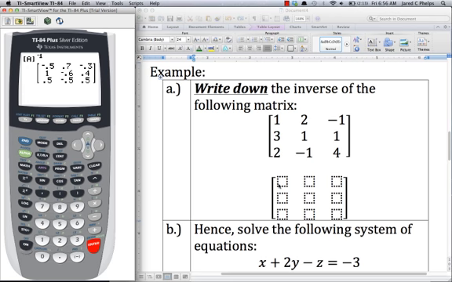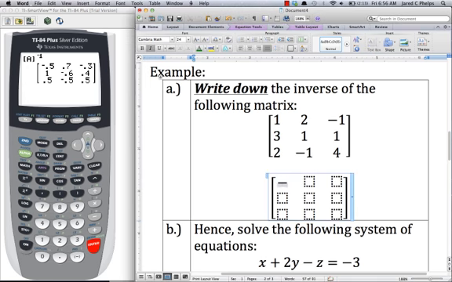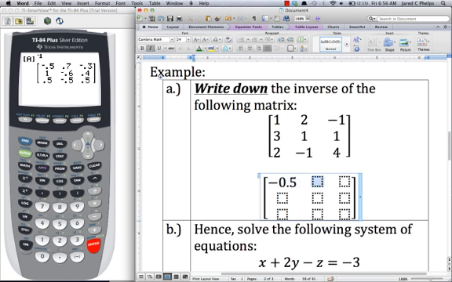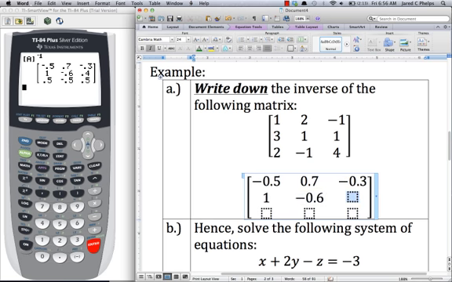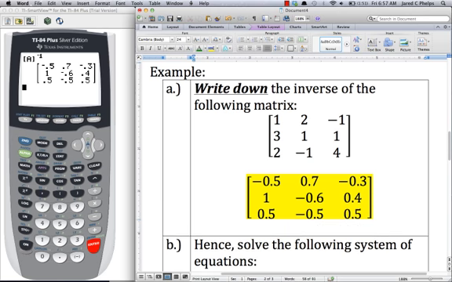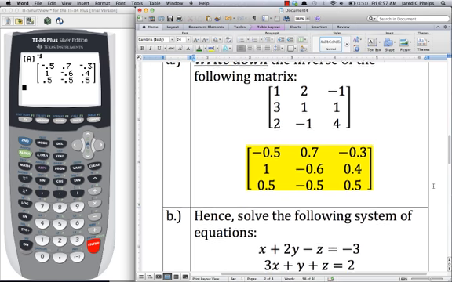So when they ask you to write down the inverse of the matrix, I write down -0.5, 0.7, -0.3, 1, -0.6, 0.4, 0.5, -0.5, and 0.5. That's the answer. That's all they're asking you. You might wonder, how do I show my work? They know it's a calculator problem. They're not expecting you to know how to do this by hand, so they just expect you to find that and write it down. So you found the inverse of that matrix.